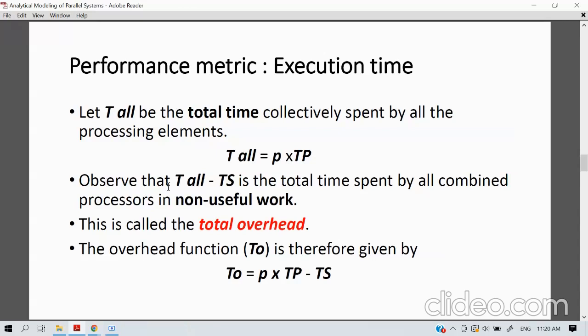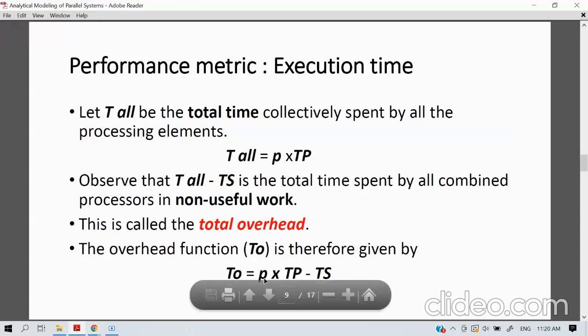So observe that T all minus TS, where TS is the serial sequential time, is the total time spent by all combined processors in non-useful work. It is called the total overhead. So the overhead function, total overhead, is represented as TO. So TO equals P times TP minus TS.